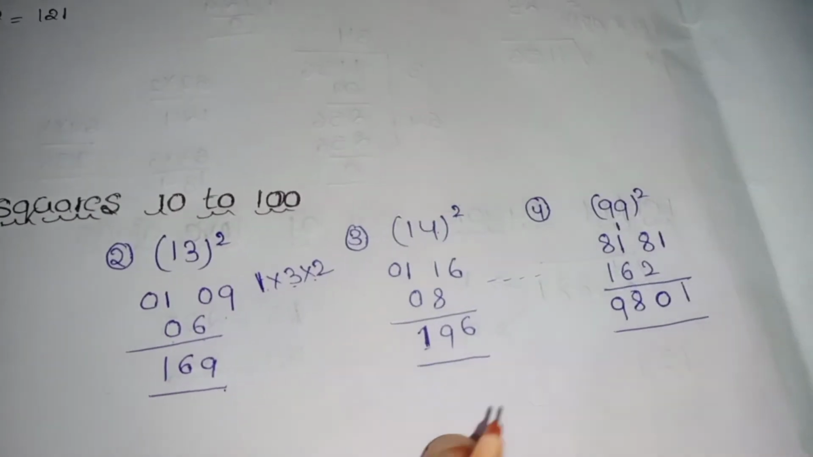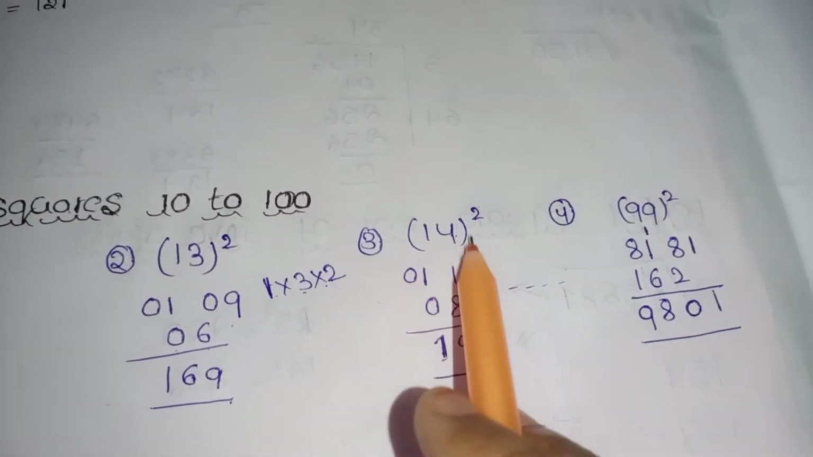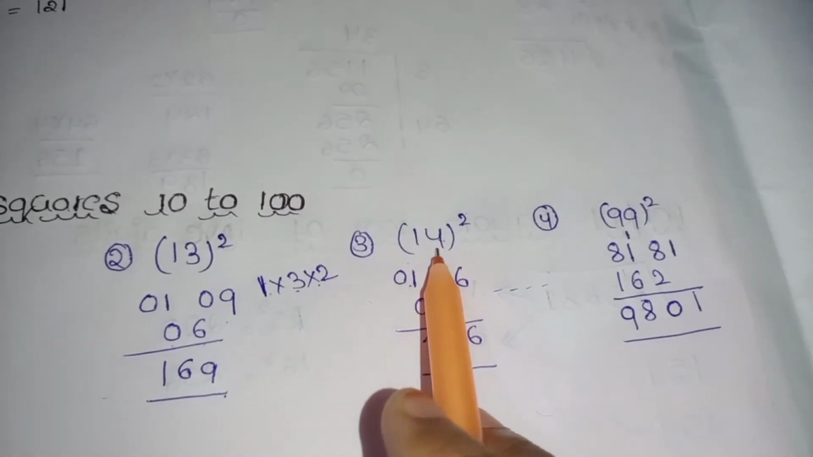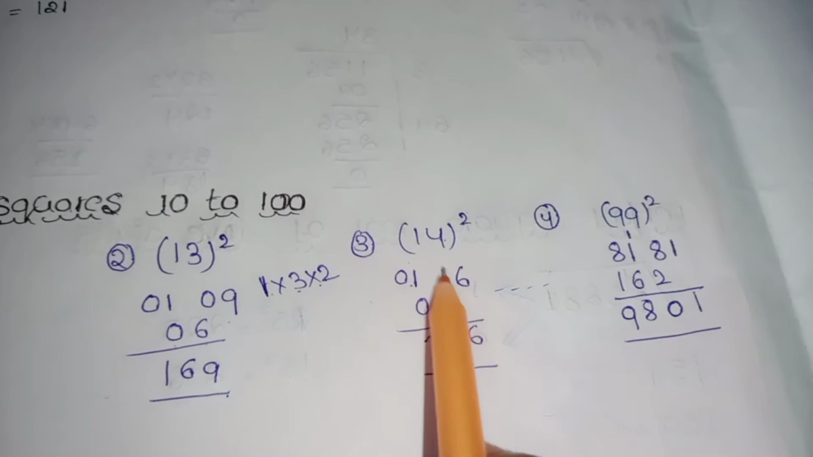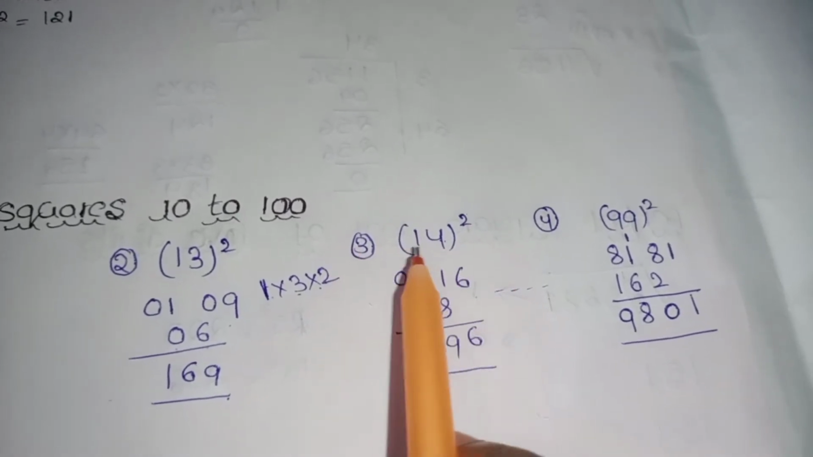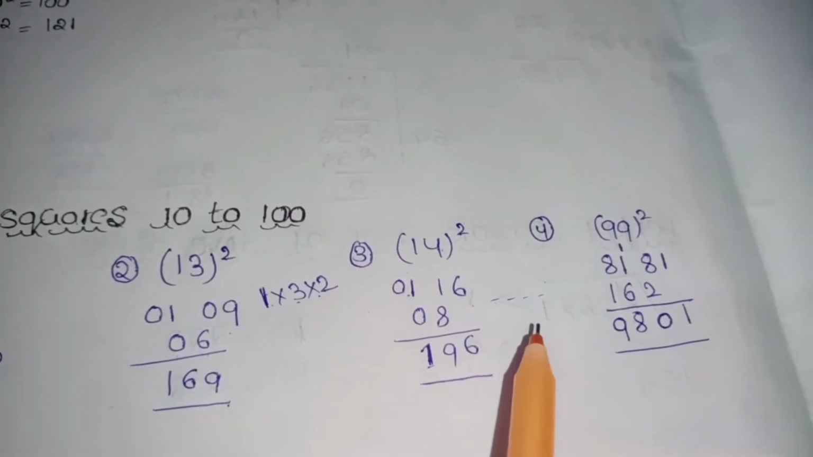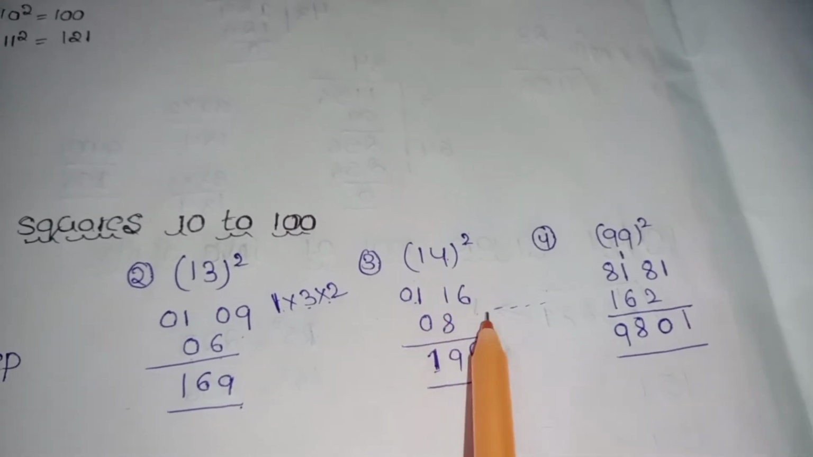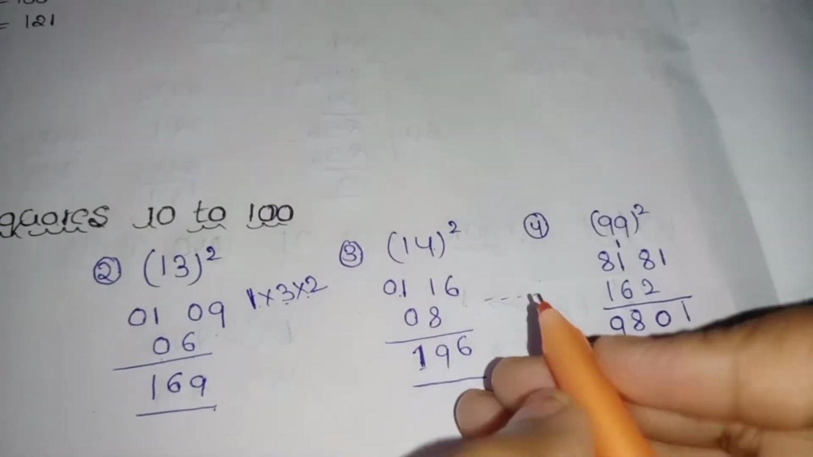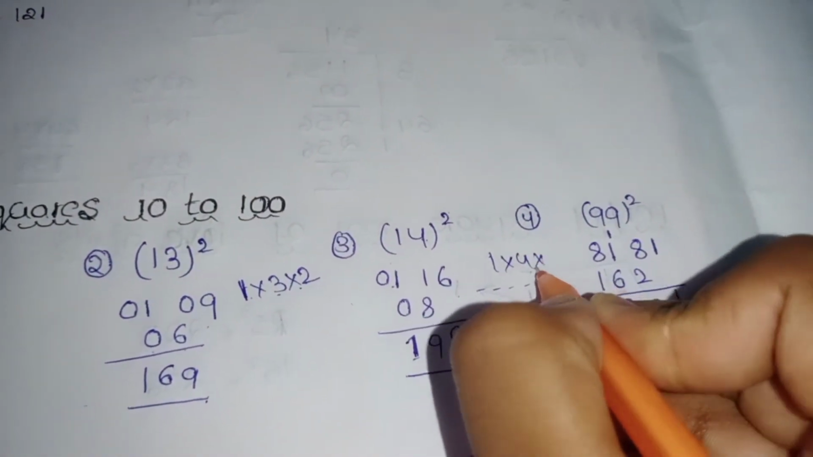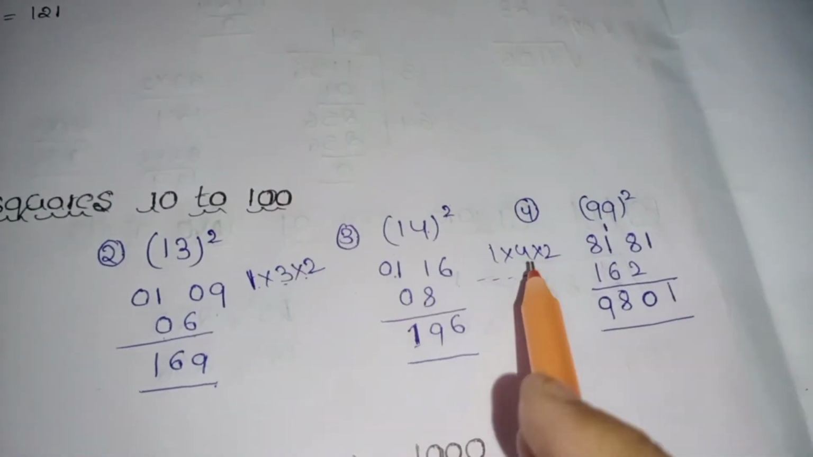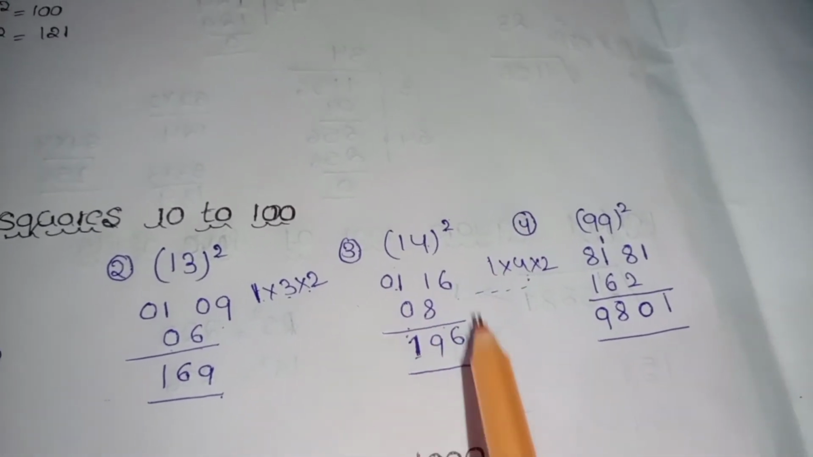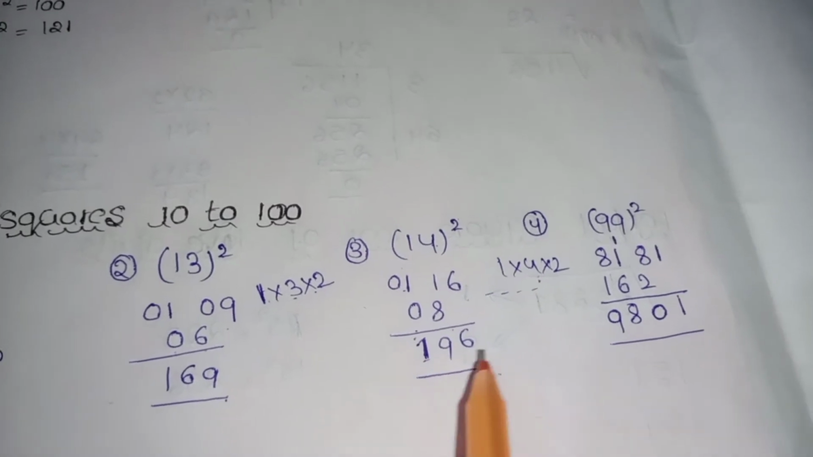And the next example, 14 square. First, you square this number and we square this number. And here 16 is a double digit, so no need to write 0 before 6. I have only a double digit now. So as usual, we write 16 here. And next, you have to multiply 1 into 4 into 2. How much? 8. 8 is single. I want double, so 0, 8, and adding, 196. 14 square equals 196.